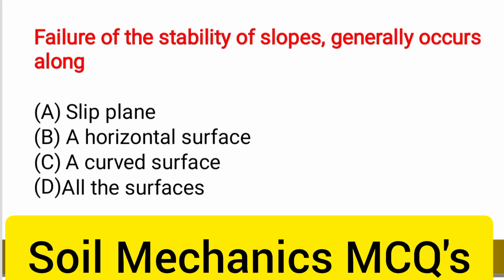Next question, failure of stability of slopes generally occurs along option A slip plane, option B a horizontal surface, option C a curved surface, option D all the surface. So the correct answer is option C a curved surface.